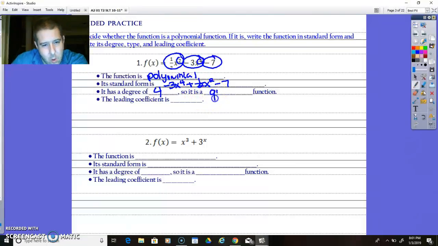So this is a quartic function. Quartic meaning a degree of 4. It's not cubic. It's above that. It has to the 4th power. It could have up to 4 answers, which we'll talk about in the next video.